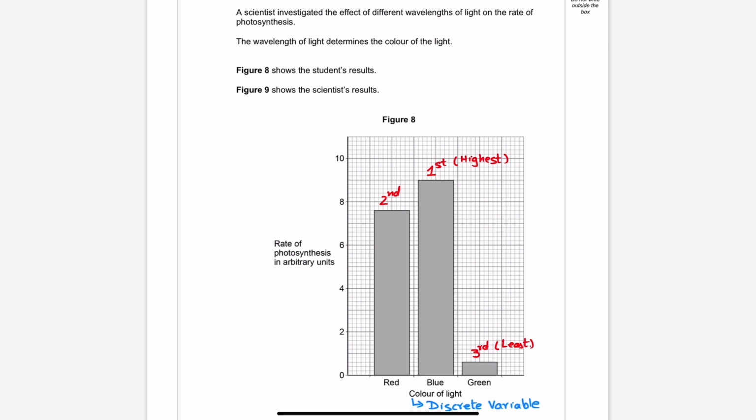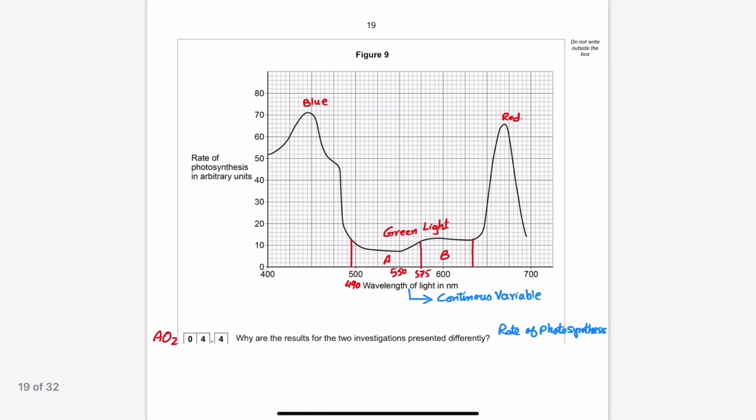If you go on the next page, page number 19, figure number 9 is given here. The rate of photosynthesis is given, but here it is not a bar chart. We can see a continuous line given here, and I already elaborated my graph to help the students. In figure number 8, on the x-axis, the names of the colors are given, but here the wavelength of the light is given in nanometers, and the rate of photosynthesis is along the y-axis. So it is a continuous graph in the form of a line. Therefore, I put here the continuous variable.